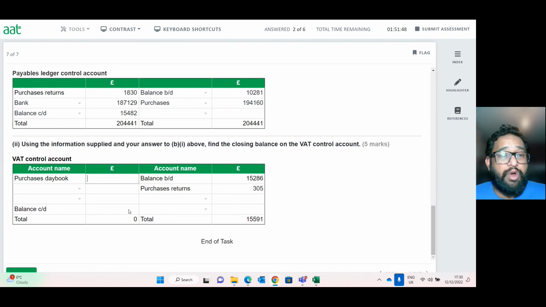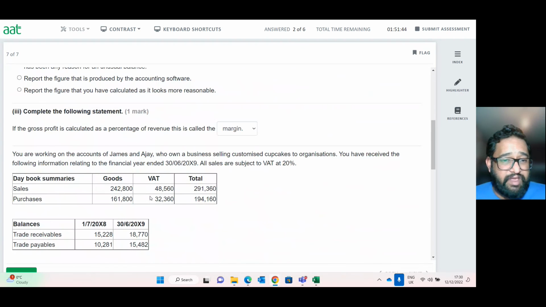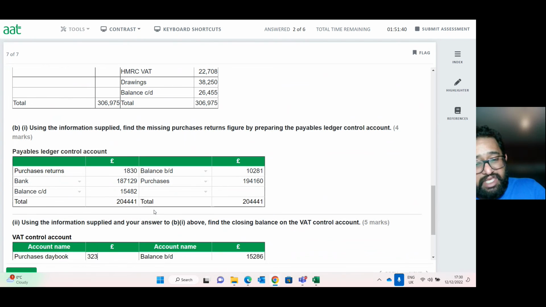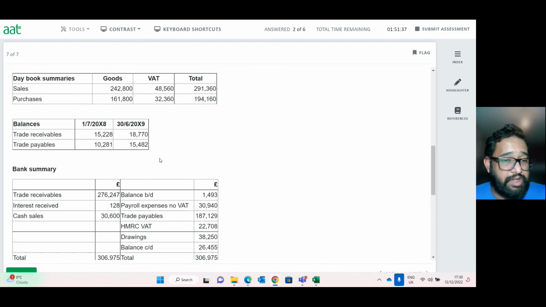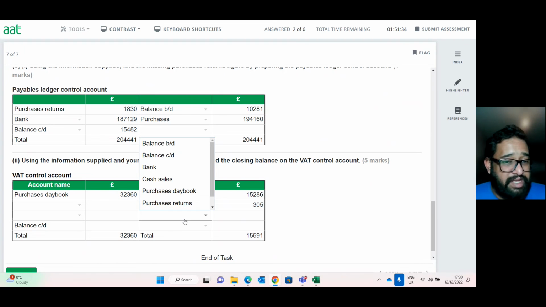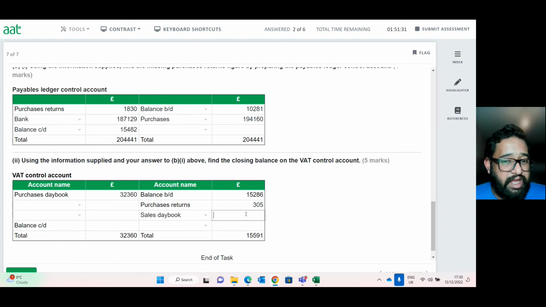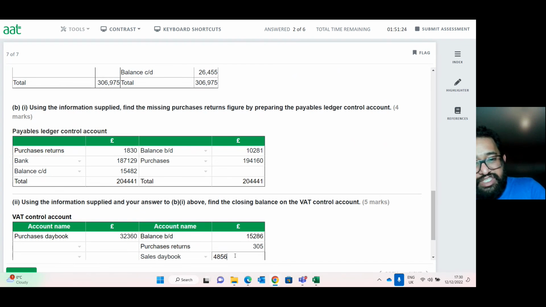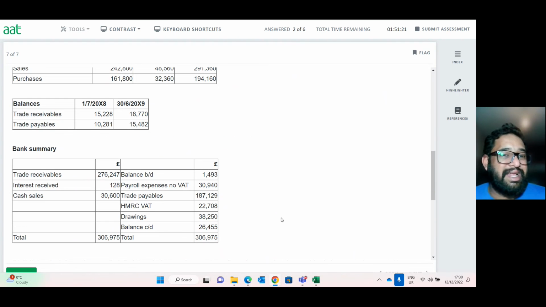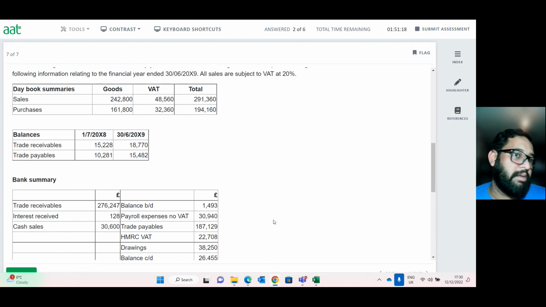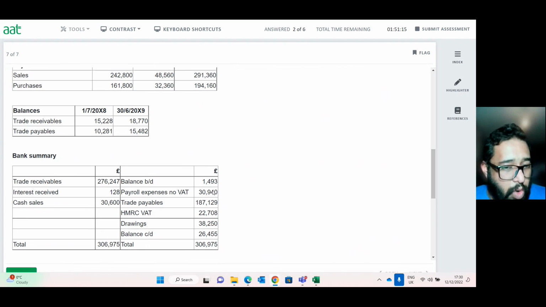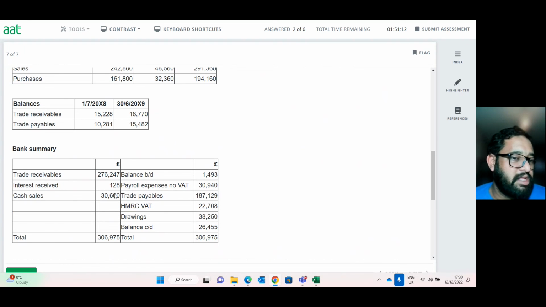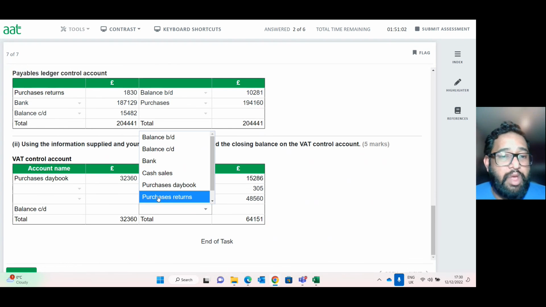So here, the purchase day book has a VAT figure of 32,360. If my purchases day book is on this side, my sales day book is definitely going to be on this side. The sales day book also gives you a value of 48,560, which is the VAT we charged our credit customers on their sales revenue. And I have also noticed there are the cash sales here. The cash sales amount we receive is also inclusive of VAT, so we're going to divide it by 6 to find the VAT on the cash sales, which is £5,100.